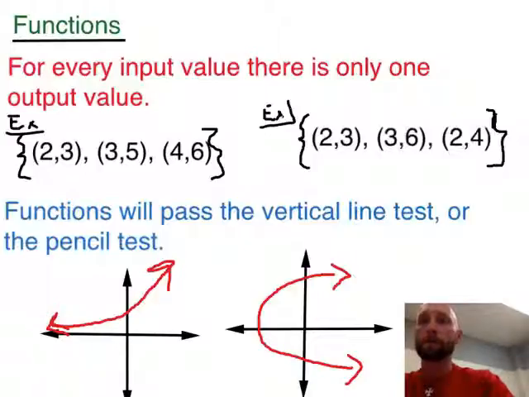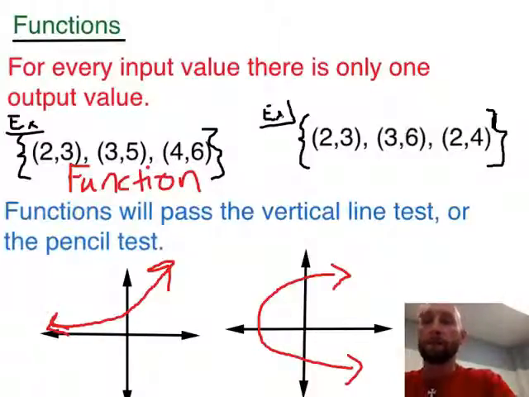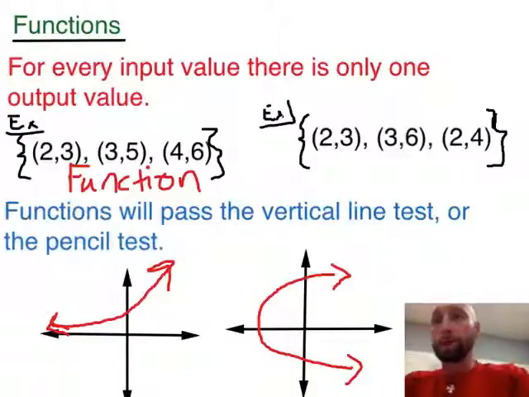All right, so when we look at this first example, we've got the ordered pair 2, 3, the ordered pair 3, 5, and the ordered pair 4, 6. What we're going to do is look to see if any of the x values are repeating. That's not the case for the first problem. So we would say that this first example is a function.